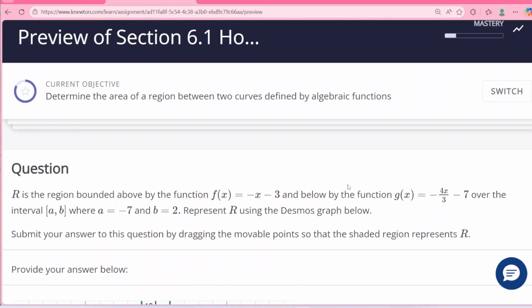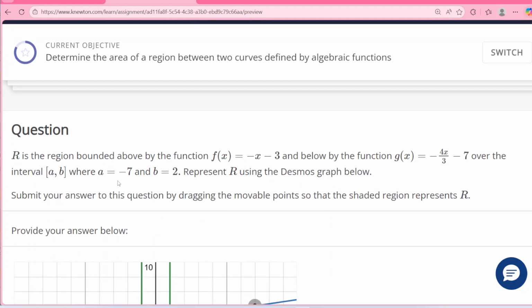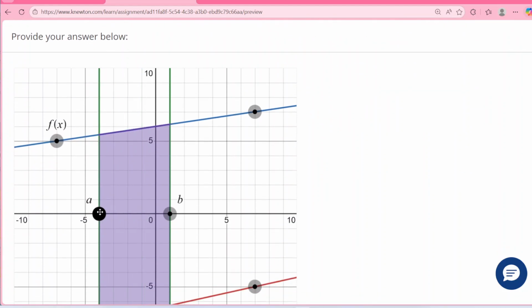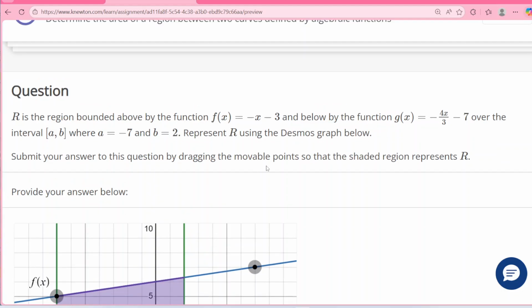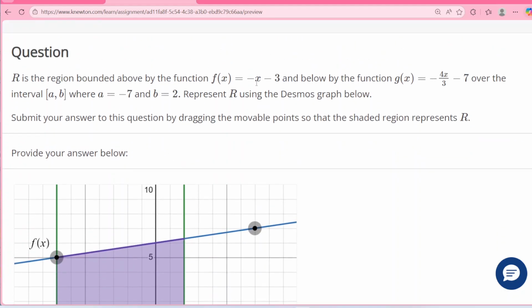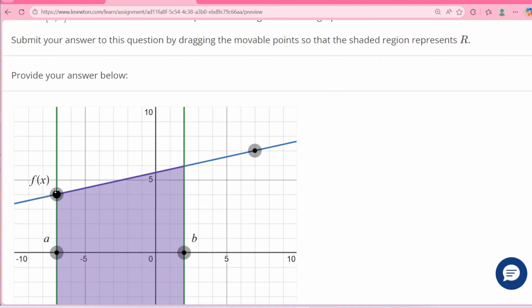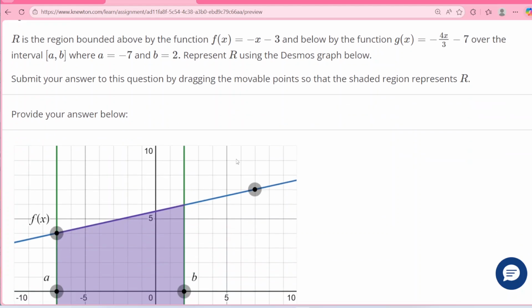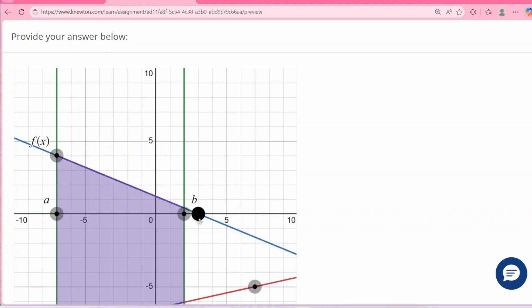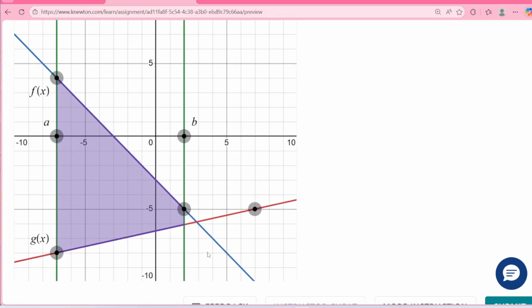So here's an interactive one where now I gotta move some points around. So look, the interval being given to us is from negative 7 to 2. So I got to move these lines here to negative 7 on the A and positive 2 on the B. And then just make sure we're plotting the curves. Now at negative 7, the value of f would be 4. So there's f of x up here. So negative 7, 4 on the left end. And at 2, it would have a value of negative 5. All right, so let's move this to 2, negative 5. There's the graph of f.